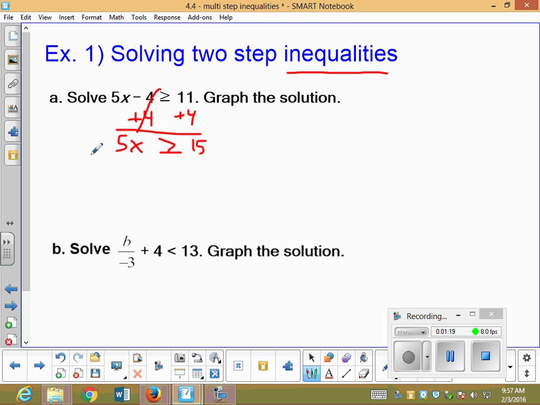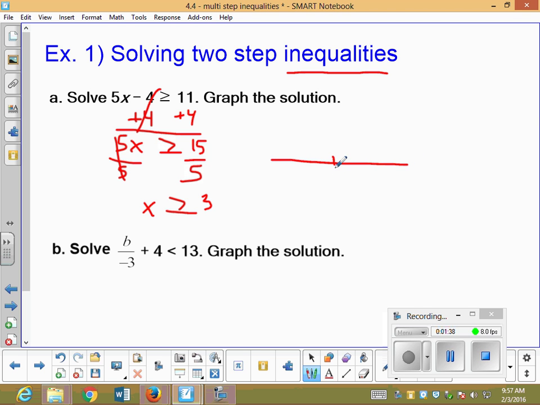So now, there's another step we have to do. The next step is to divide by 5. Why? Because we want to get x by itself. So we're going to divide by 5. Now we have x is greater or equal to 3. Again, you have to graph. So make sure the variable's on the correct side. Is it on the left? Yep. So we're good to go.